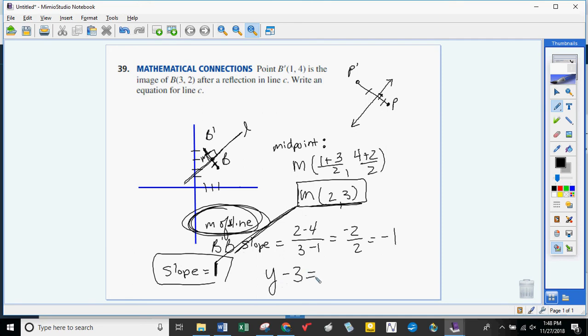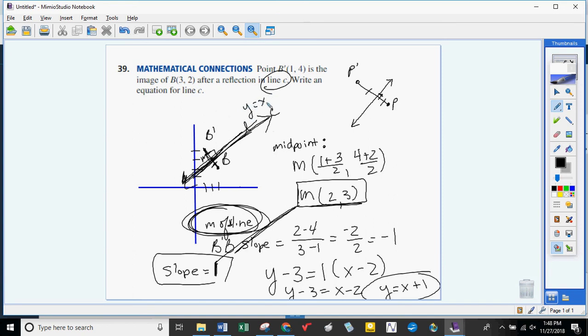So I'm going to put these two together in one equation. y minus the y coordinate equals the slope times x minus the x coordinate. And then I'm going to simplify, add 3 to both sides, and the equation becomes, so this line right here, oh, I guess I should have called it line C because that's what it's called here. The equation of this line is y equals x plus 1.